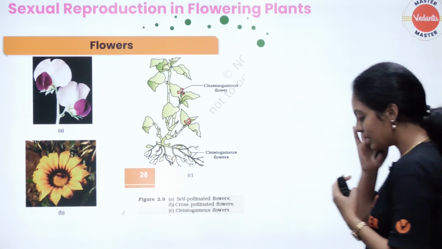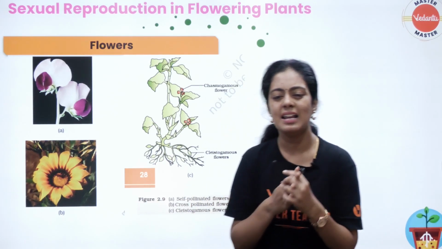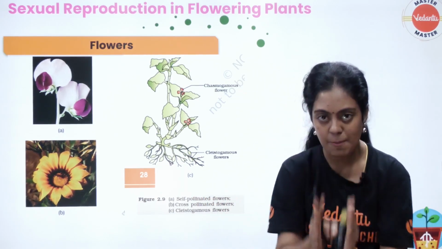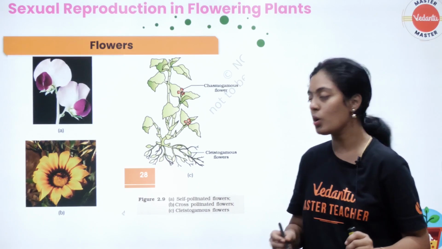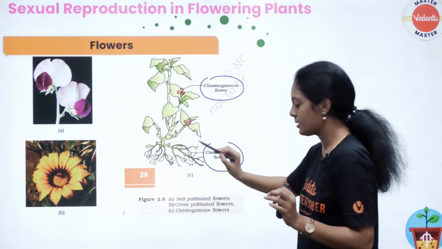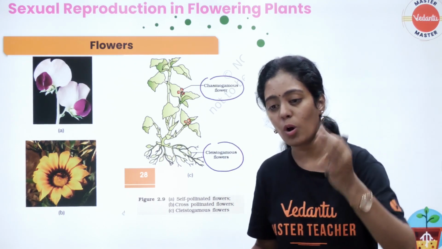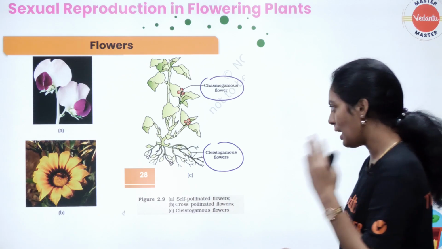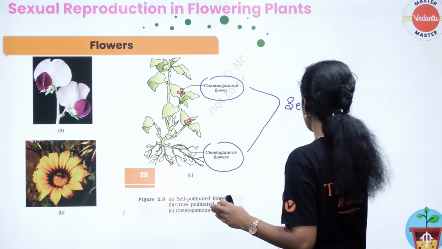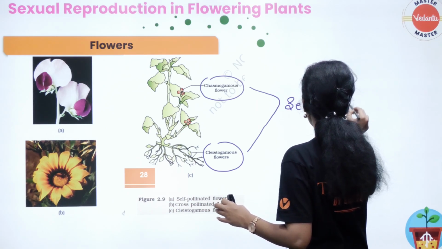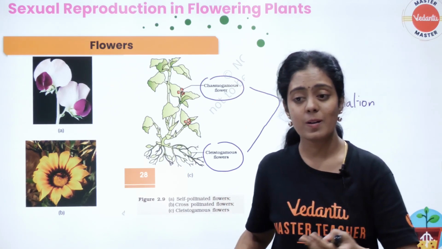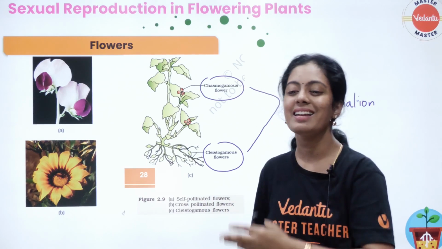Some flowers, like Oxalis, Viola and Commelina, exhibit two kinds of flower. In the same plant there are two kinds of flower: one is chasmogamous, the other is clistogamous. Both of them help the flowers self pollinate. They are not going to undergo cross pollination. Very important question: difference between clistogamous and chasmogamous flowers.